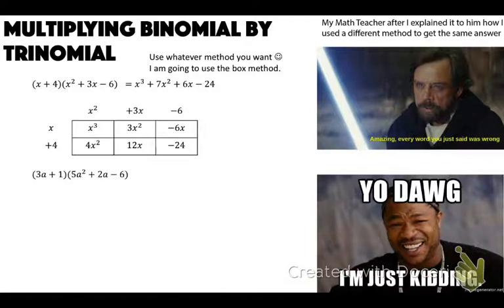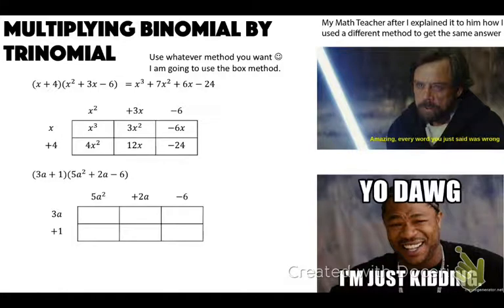I'll do one more. So again, just set up the box and then multiply. So 3a times 5a squared is 15a cubed. 2a times 3a is 6a squared. Negative 6 times 3a is negative 18a. 5a squared times 1 is 5a squared. Then 2a and negative 6. Combine like terms and we end up getting 15a cubed plus 11a squared minus 16a minus 6.